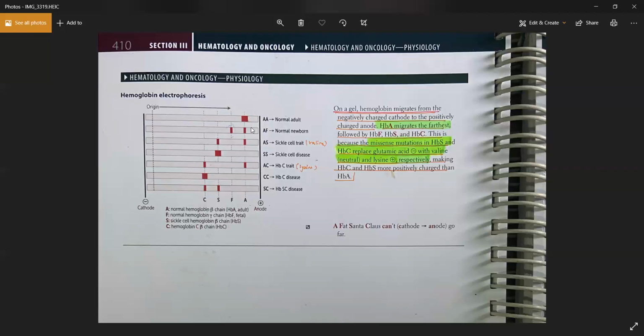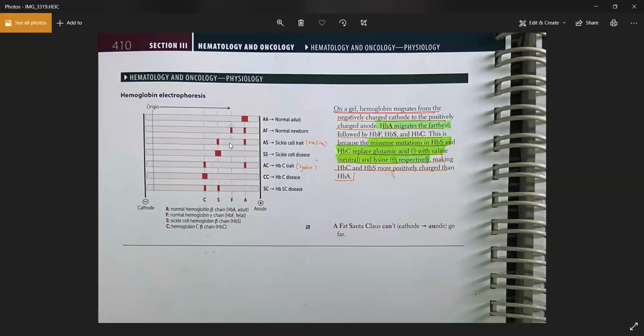In case of normal newborn hemoglobin, they have the alpha chain and the beta chain, so this type of structure is formed in them. Very important: they have some amount of the normal hemoglobin, which is adult type hemoglobin, and they have some amount of fetal hemoglobin.